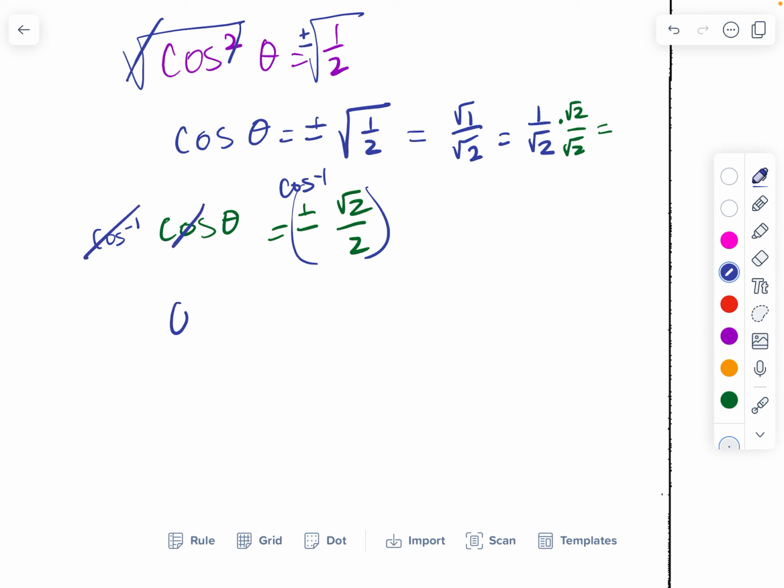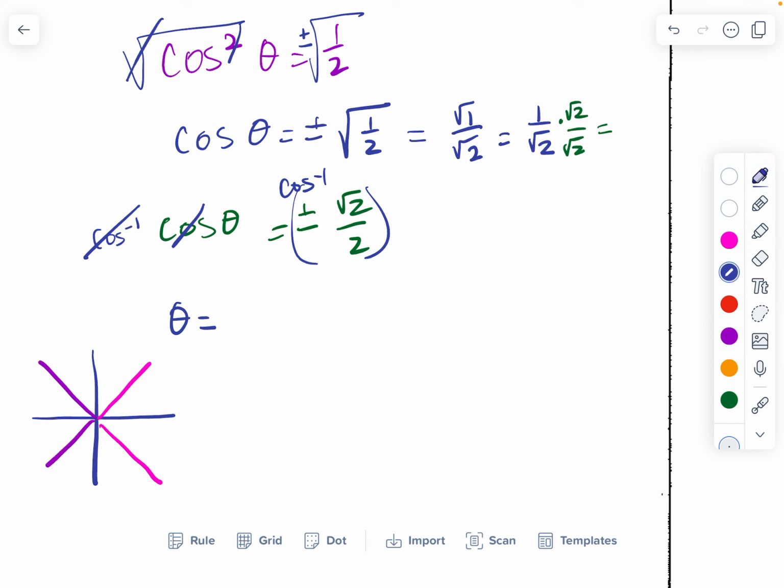So I'm asking myself, where does theta give me that cosine will be both positive and negative root 2? So let's look at where that might be. If it's both positive and negative, I know cosine will be positive in the first and the fourth quadrants. I also know cosine will be negative in the second and the third as well.